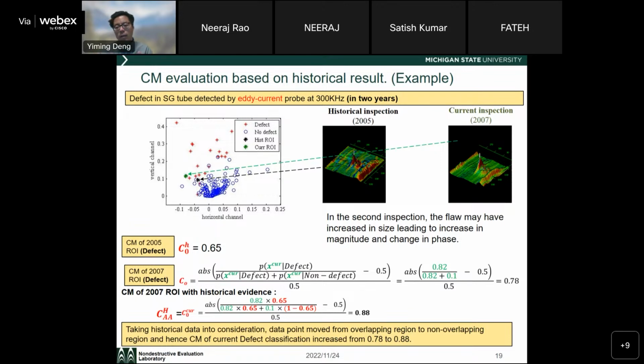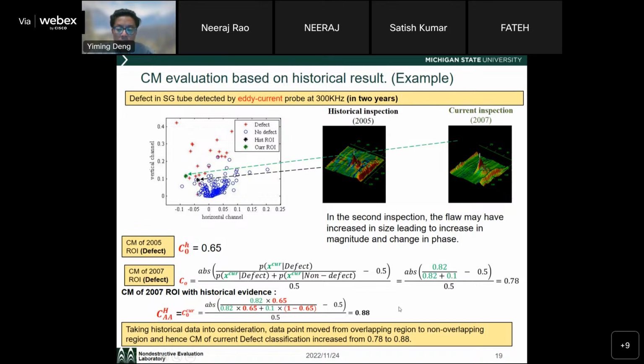But anyway, here we know the magnitude is going to increase when you have a larger defect, and the phase is also going to change. We have a physical model to understand that. But forget about the underlying physics. Assume we know that physical model, and we try to incorporate the new information on top of the 2005 historic data. Then we can calculate.